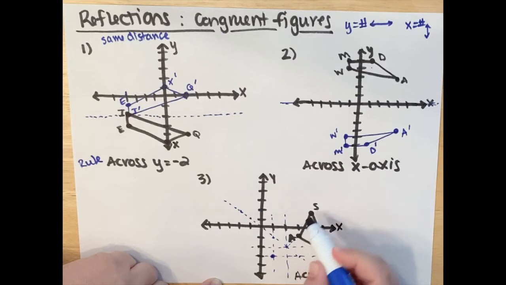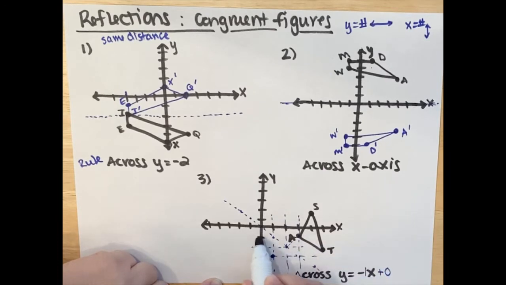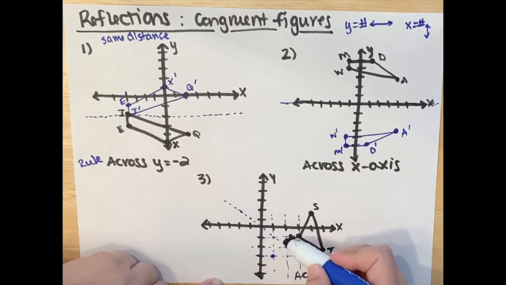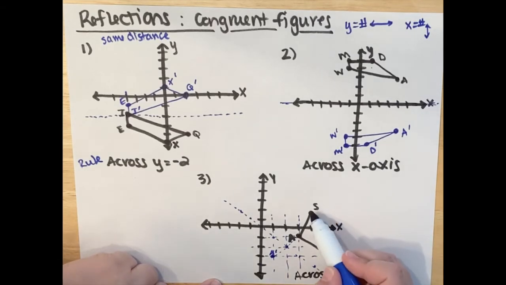This one, let me do one more here. From here to this point, here's my square on my grid. I am one diagonal from that line of symmetry. So I want to go one diagonal in the other direction to find my A prime. Okay? Same thing with S.